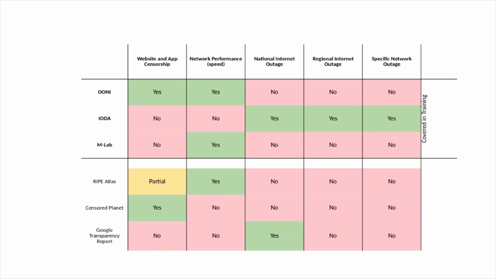On this first slide, we begin with looking at the matrix or chart of the various tools that you're exploring in the training program, as well as others that exist in the world. And as you can see in the third row down from the top and the second column from the left, MLab provides a network performance speed measurement test called NDT.